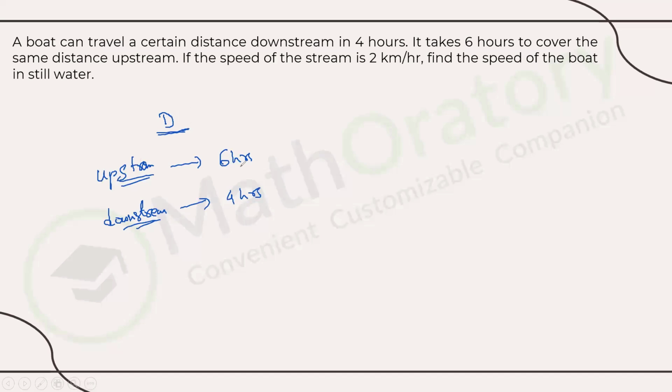So upstream, the time is 6 hours, downstream, the time is 4 hours. And the speed of the stream is given to us. We are looking for the speed of the boat. So let us assume the speed of the boat is B.